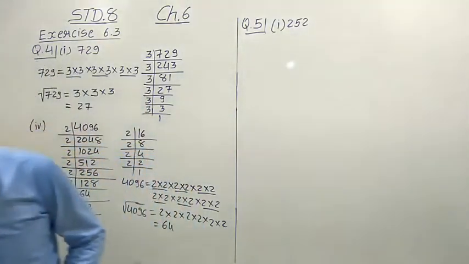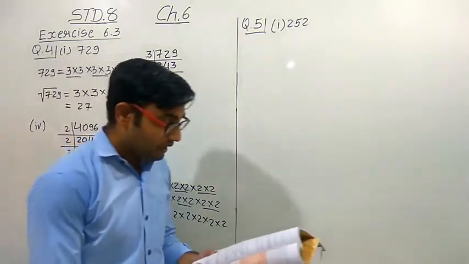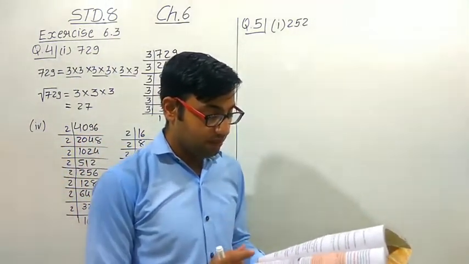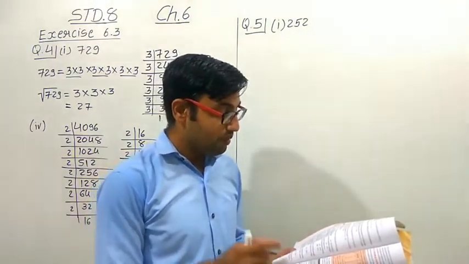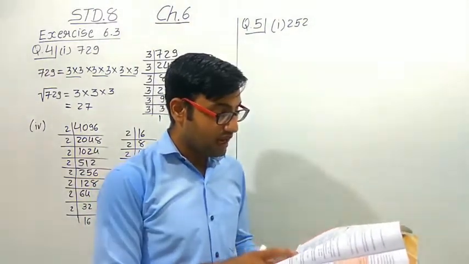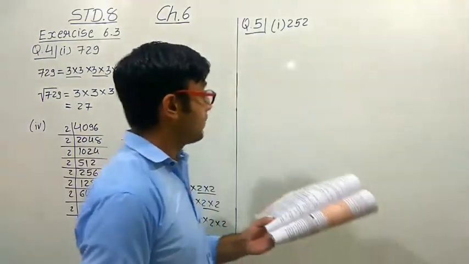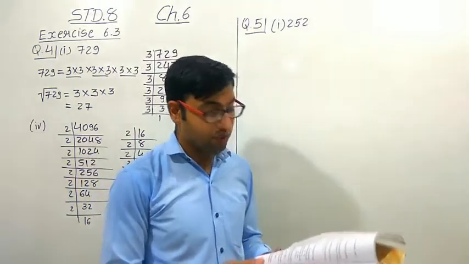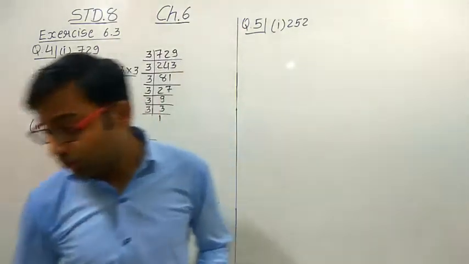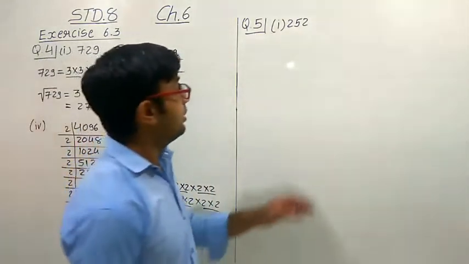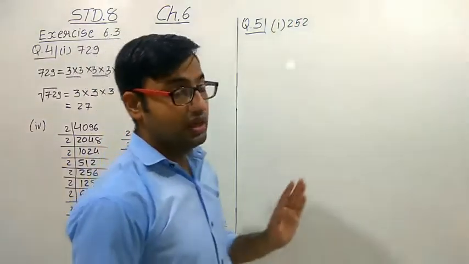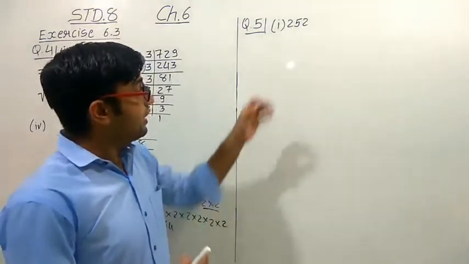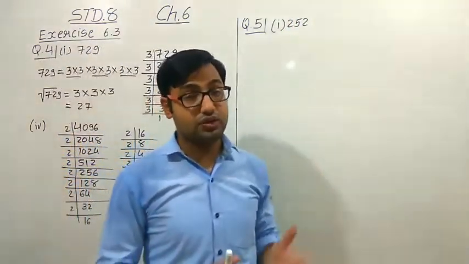The question number 5 is, for each of the following numbers, find the smallest whole number by which it should be multiplied so as to get a perfect square number. Also find the square root of the square number so obtained. So this question is new to you because here we have given a number that is 252. 252 is not a perfect square number. So how can we make this number a perfect square number?